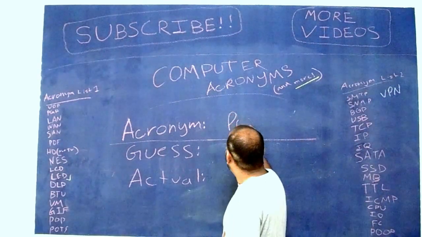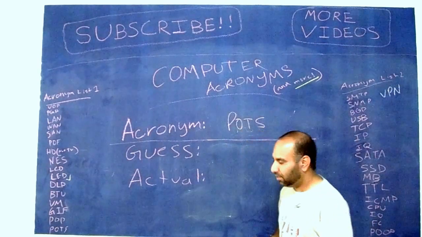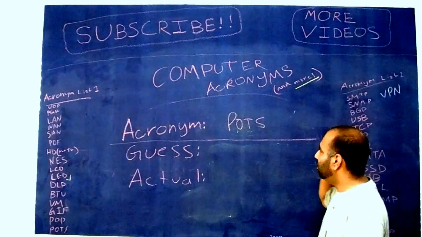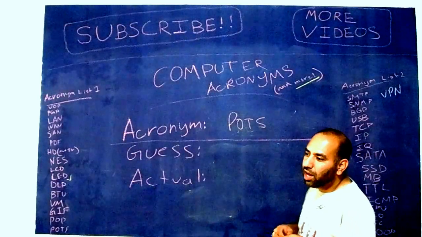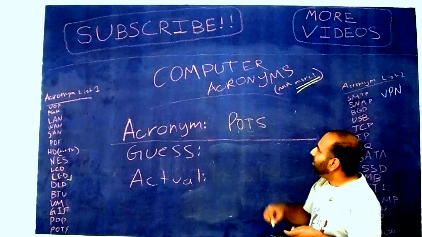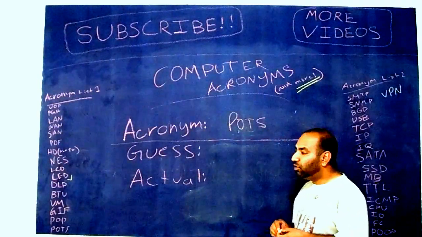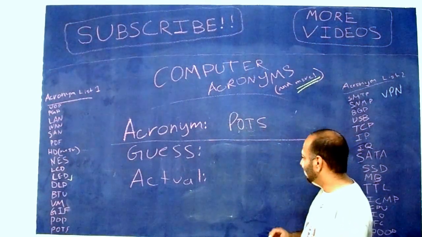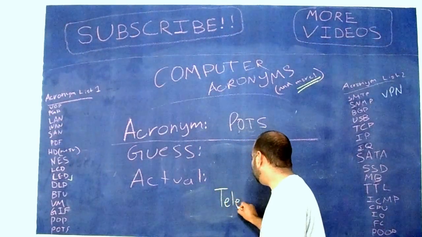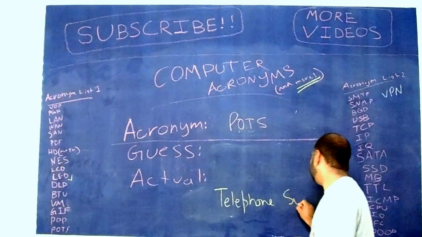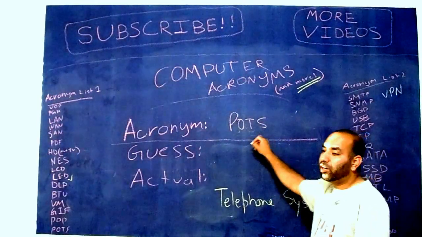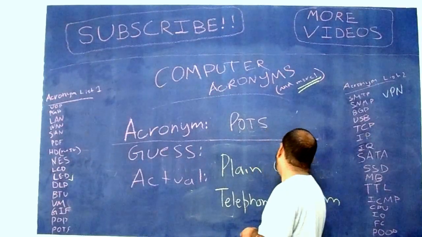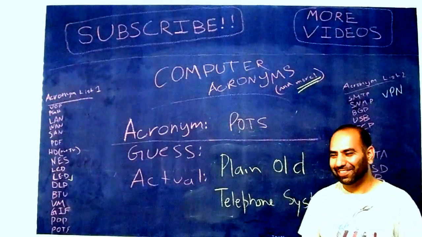All right, next one is POTS. POTS actually doesn't have anything to do with computers, but computers did use this POTS thing back in the 90s to get on the internet. So again, it comes in handy to know computer acronyms and more. It stands for telephone system. A lot of people no longer have this in their home. It actually stands for plain old telephone system.